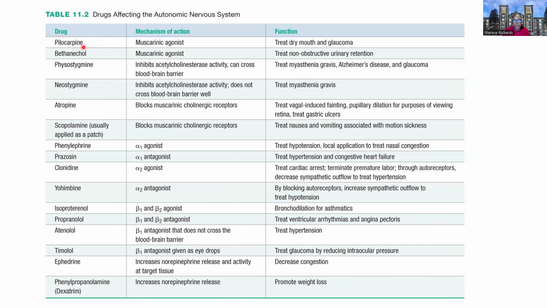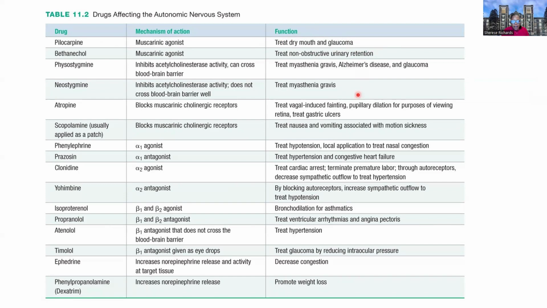Similarly with pilocarpine. Pilocarpine is a muscarinic agonist. And so it's going to mimic the parasympathetic response. Remember, parasympathetic is rest, digest, which means we're going to have more glandular secretions. And so patients that have dry mouth or glaucoma, which is a decrease in the fluid of the eyes, we can have a mimic of the parasympathetic response to bring about increased oral secretion, increased salivary gland secretions, increased lacrimal gland secretions, which can correct or help reduce their symptoms.